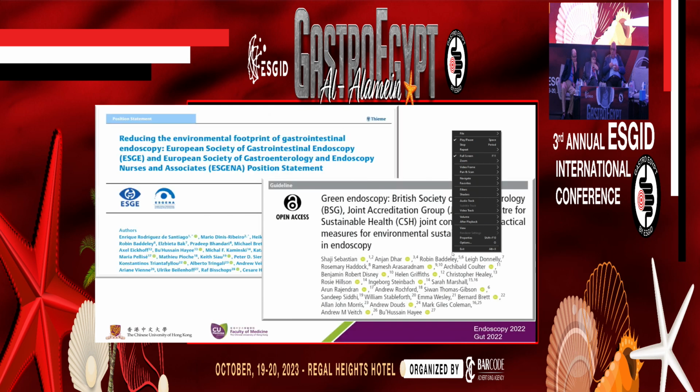Increasing awareness and emerging evidence has led to a change in the field. Last year, the ESGE and BSG have both published positional statements on environmental sustainability of endoscopy. These guidelines provide a lot of measures to trim down the carbon emissions associated with endoscopy.